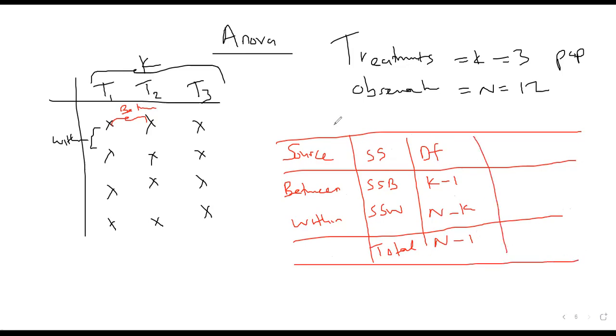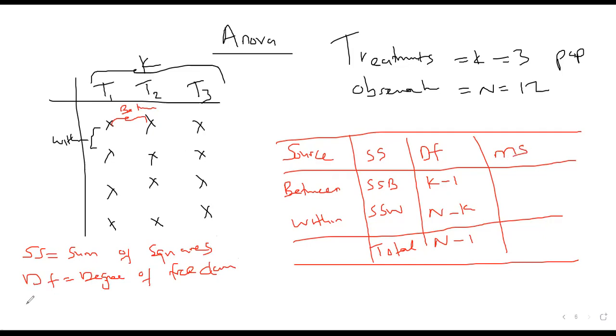I repeat, SS stands for what? Sum of squares. DF stands for what? Degrees of freedom. Then we have MS, which stands for the mean of squares.